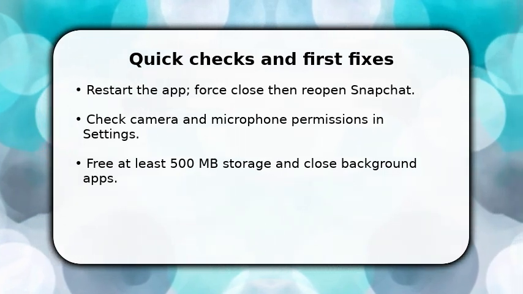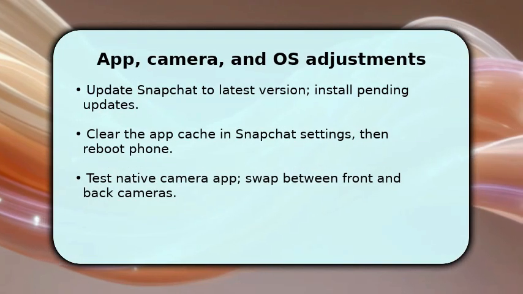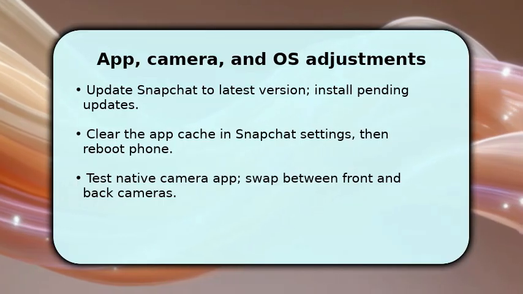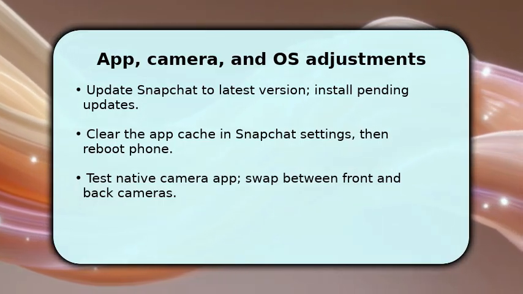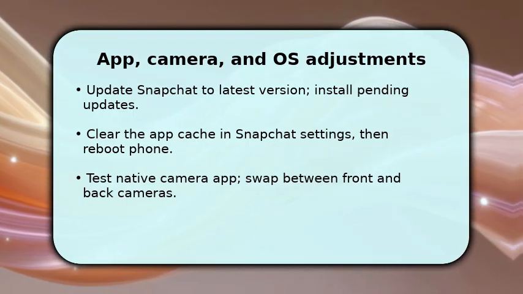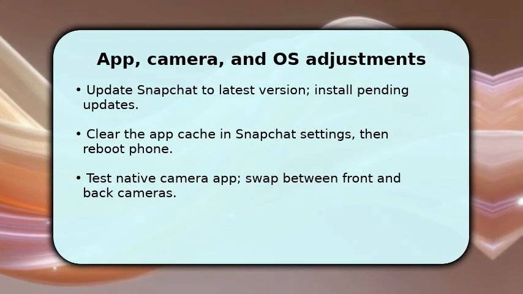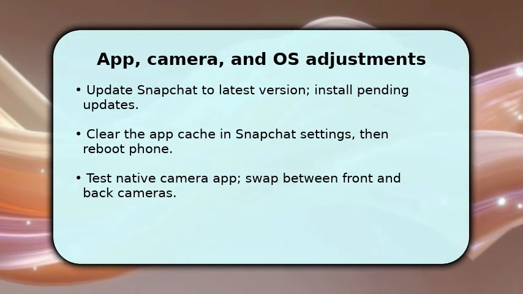Next, update Snapchat from the App Store. Updates often fix recording bugs. Then clear Snapchat's cache inside your profile settings to remove corrupted temporary files. Reboot the phone to fully apply system updates and flush background processes.